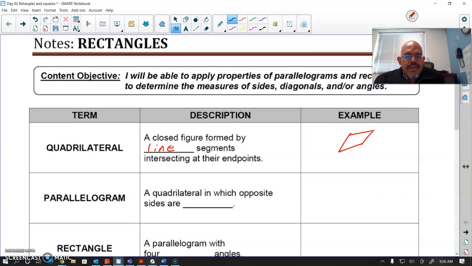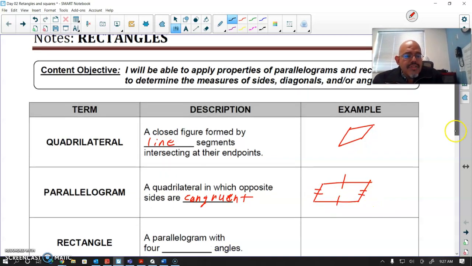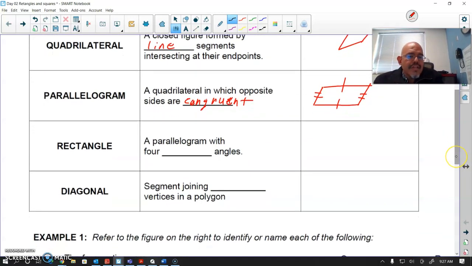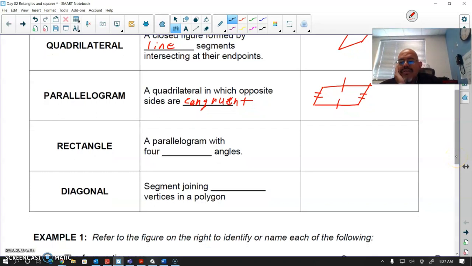Now, here are parallelograms. A parallelogram is a quadrilateral with opposite sides that are congruent, or equal. I'm trying to write fast. So opposite sides are congruent, opposite angles are congruent, and a whole bunch of different things are congruent. Also, diagonals bisect each other, but that's just some of the stuff that we need to know.